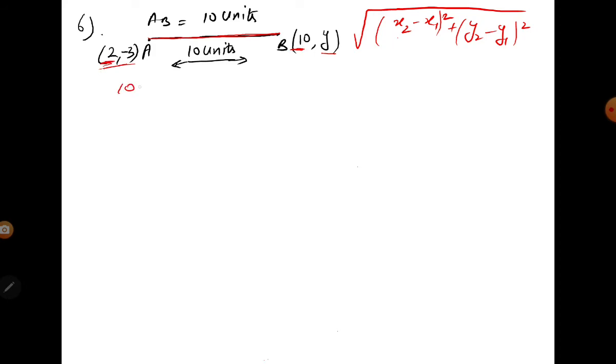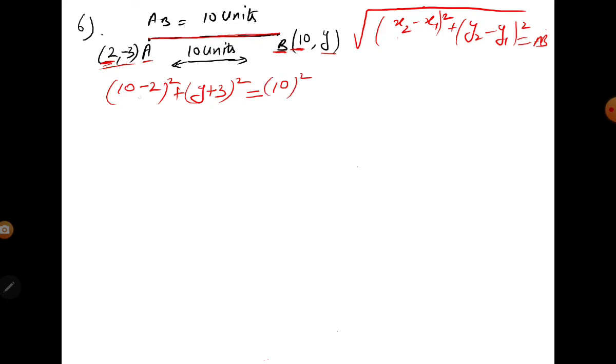So 10 minus 2 whole square plus y2 minus y1, that is y minus 3, and since minus is already there, it will be y plus 3 whole square, is equal to AB. AB is already given. Now I am taking the square root to the other side, so AB becomes AB square.